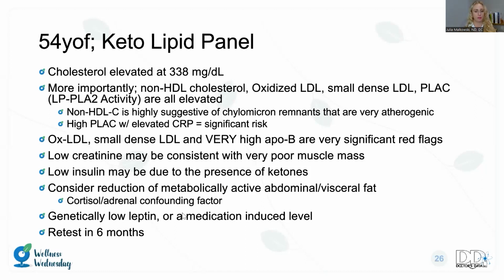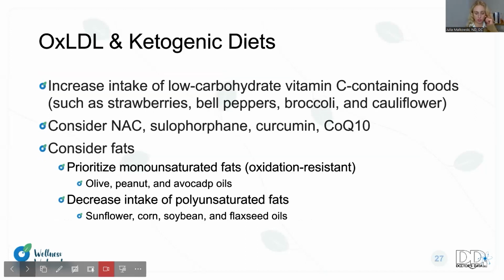Leptin may genetically be low, so you need to address and retest in 6 months. So this is an example of why it's very important, especially in ketogenic patients, to do the profiles. This patient would benefit from the intake of low carbohydrate, vitamin C containing foods, right? Because they have that oxidized LDL, so they need to get these back in. You also additionally need to consider supplementation of NAC, sulforaphane, curcumin, and CoQ10, those antioxidants.